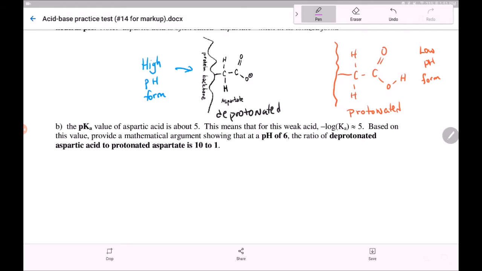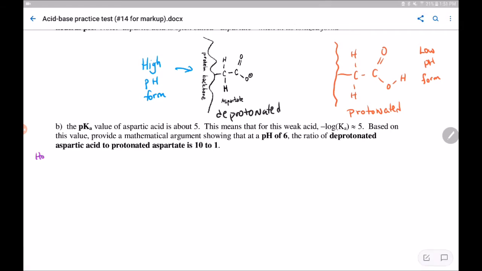Here's the last question on the practice test. This is certainly an honors level. If my instruction goes over your head, don't worry unless you are an honors student.